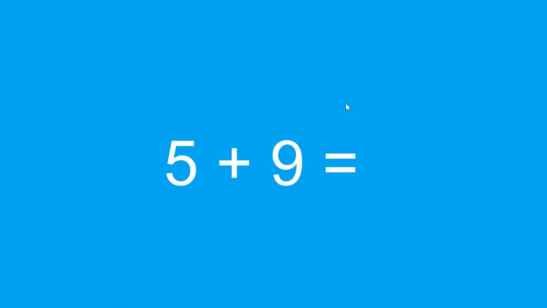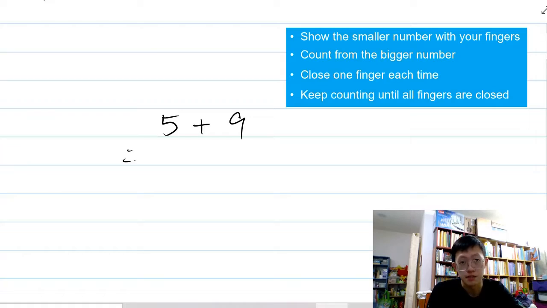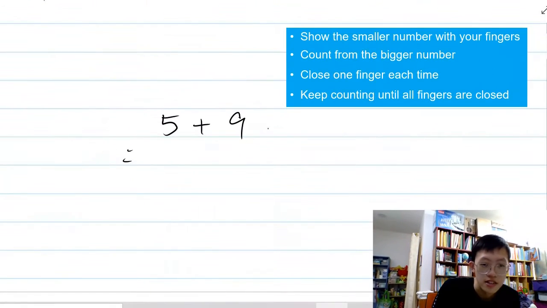And how about 5 plus 9? Finally, we have 5 plus 9. Okay. 5 is smaller, so show 5 in our hands. Count from 9. 9, 10, 11, 12, 13, 14. 14 is our answer.